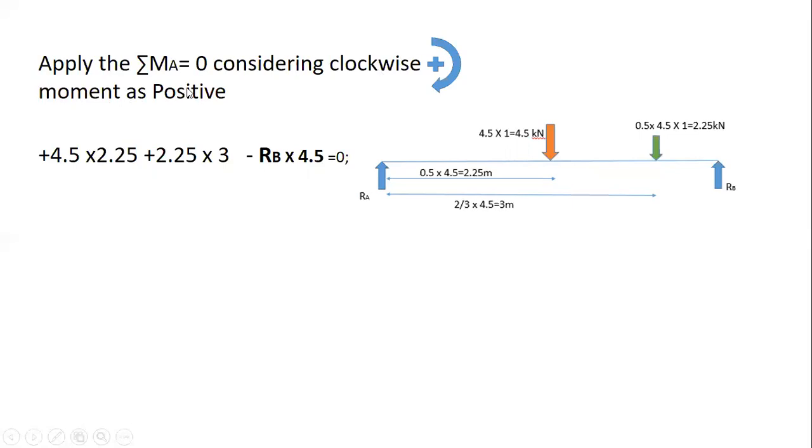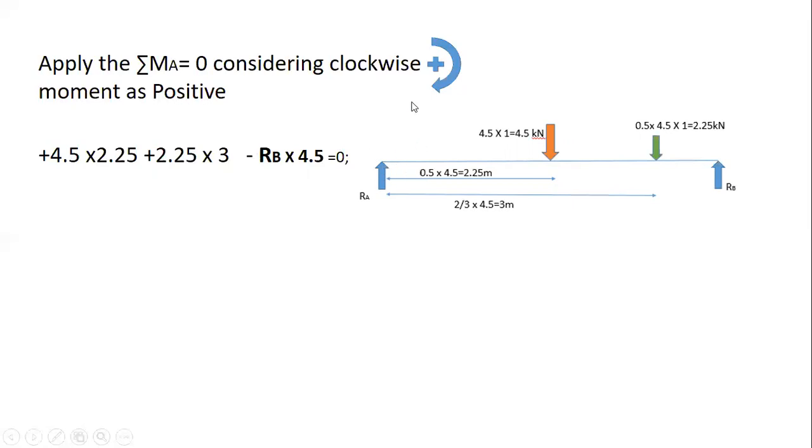We know that we have three equations of equilibrium: sigma M is equal to 0, sigma Fy is equal to 0, sigma Fx is equal to 0. So I will apply first sigma M is equal to 0, and I am considering the clockwise moment as positive. The 4.5 kilonewton I have converted into a point load system, and now I am finding the moment about point A.